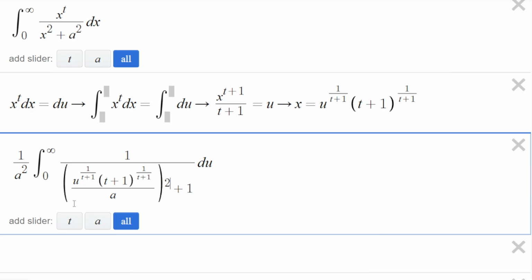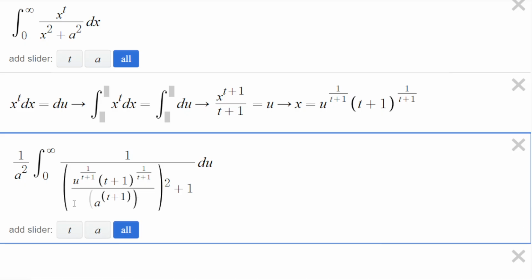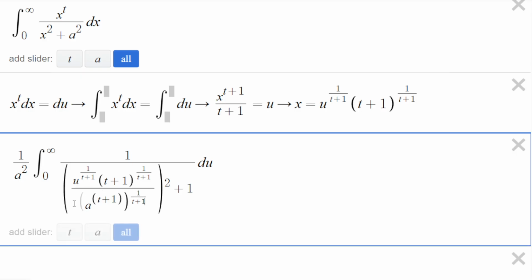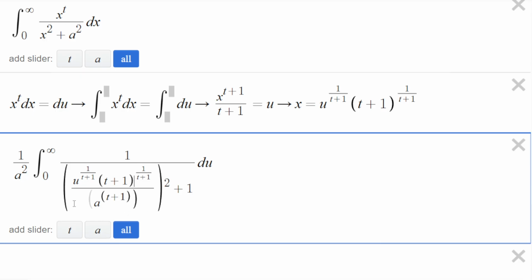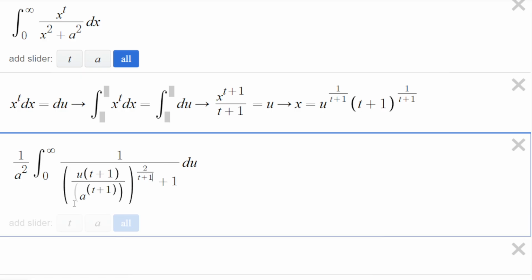All right, and now we want to express this as something raised to the 1 over t plus 1 power. So that's going to be a to the t plus 1 power raised to the 1 over t plus 1 power. And you'll notice every single one of these things is raised to the 1 over t plus 1 power, so we can get rid of all those exponents and bring it right outside. So 2 over t plus 1.